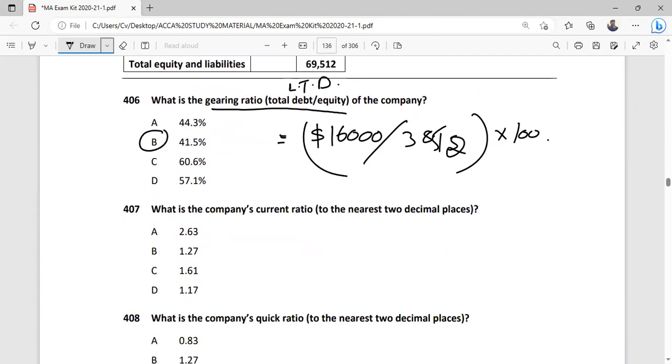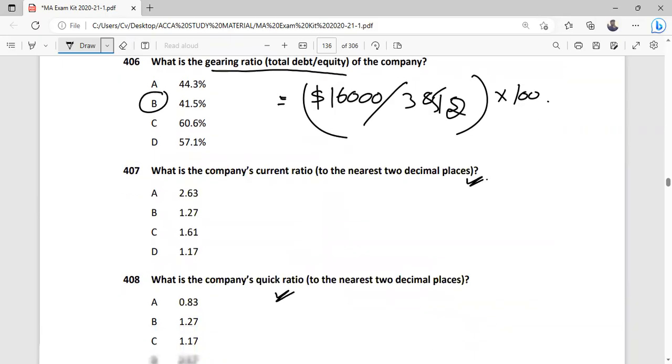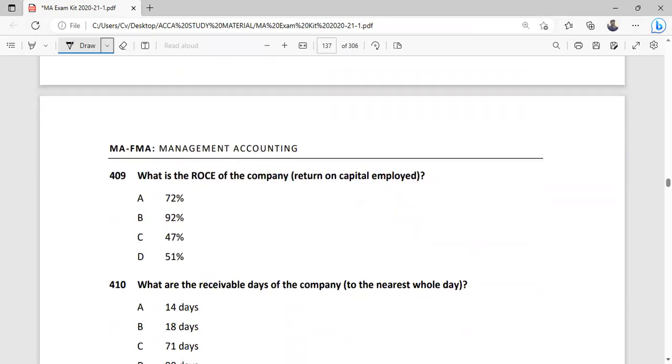Then once again we have current ratio. I hope now you can calculate the current ratio. You have learned the formula. You can calculate quick ratio. It is already done.